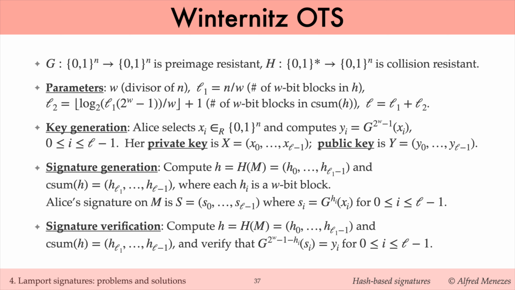To verify Alice's signed message, Bob recomputes the hash H of M and its checksum, and verifies that the signature components Si are correct. So Bob applies G to each Si the remaining number of times until the chain ends, which is 2 to the W minus 1 minus Hi times. And he checks that the resulting value is equal to the public key component Yi.